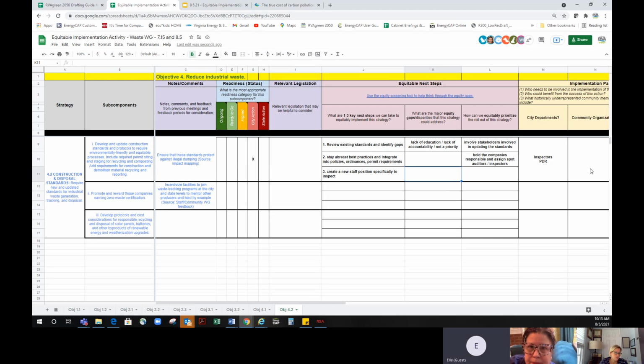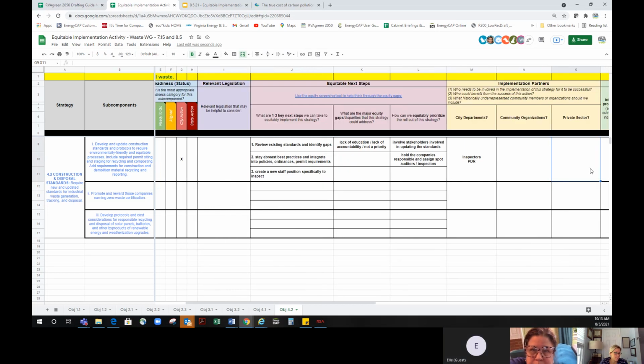All right. Well, these are great ideas. Can you think of any partners that could help? Inspectors and planning and development review. Certainly any industrial associations, I guess.